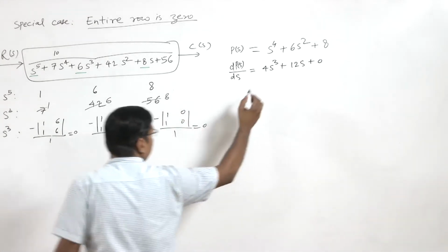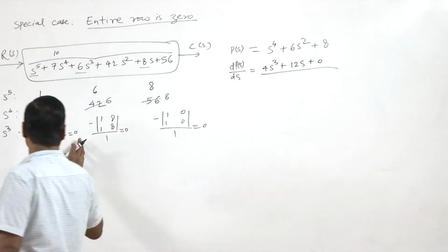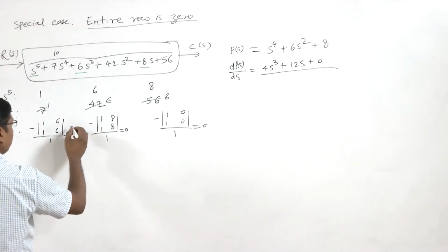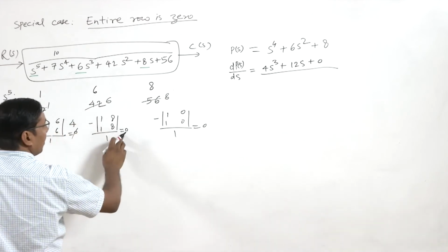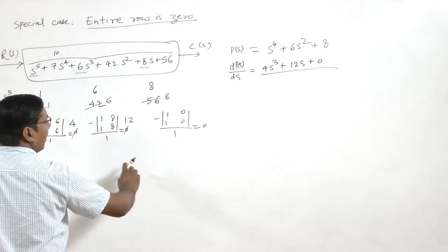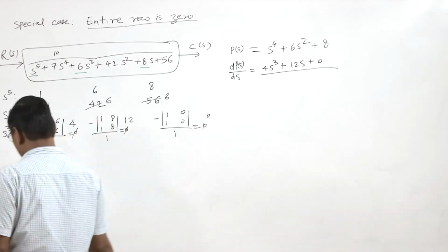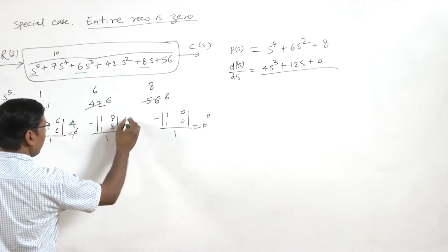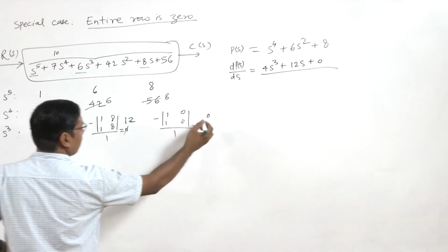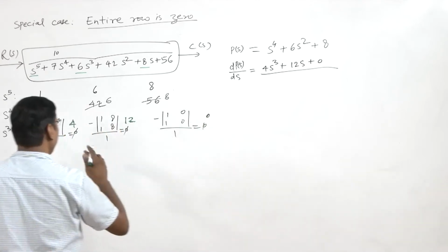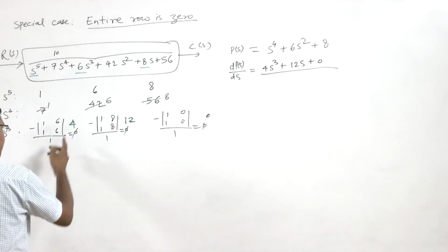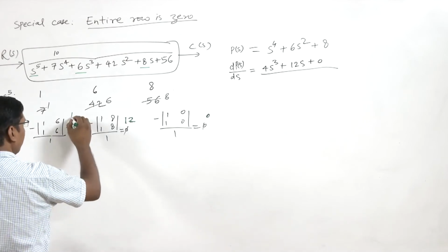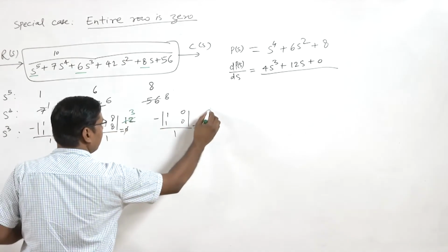Now we take the coefficients from here. The s cube coefficient is 4, so we write 4. Here we have 12 and here is 0. So we get 4, 12 and 0 from here. Now we can take 4 common, so 1, 3 and here is 0.